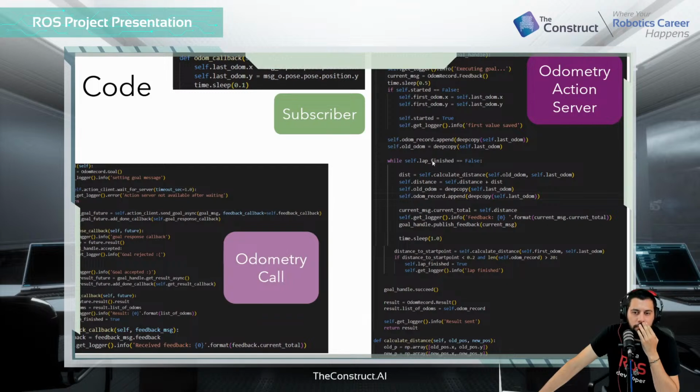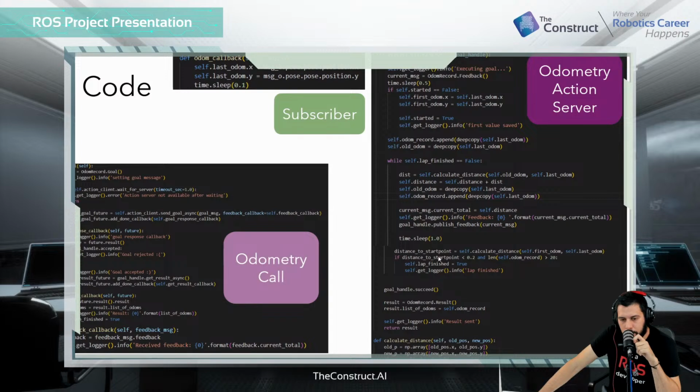Then while the lap is not finished, we calculate the distance that the robot has moved. So that's with the function down here. And we add that, and then we send this as feedback. And this is what we can read out while the robot is running. So it shows us how many meters it has moved already.